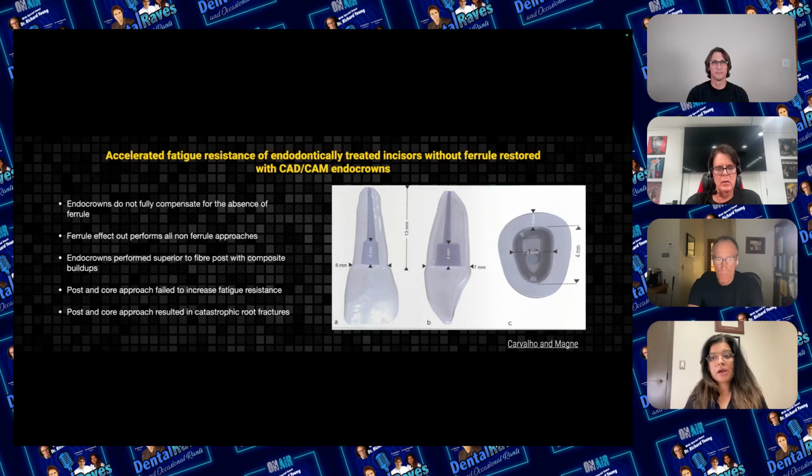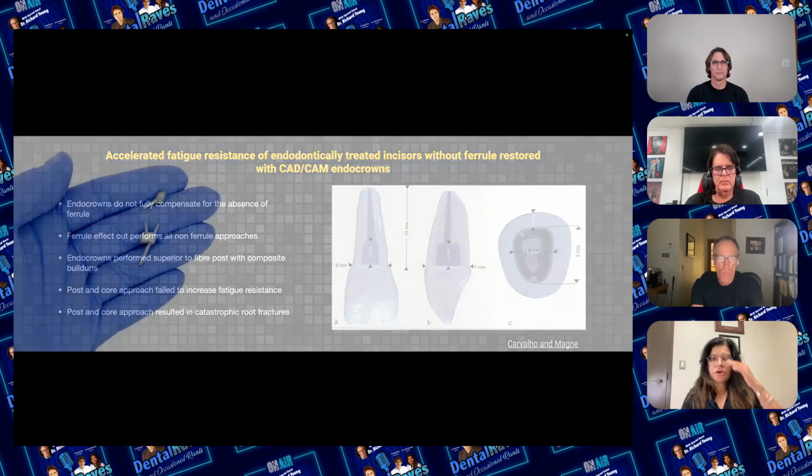So again, paper by Cavallo and Manier, accelerated fatigue resistance of endodontically treated incisors without ferrule, restored with CAD-CAM endocrowns. In this paper, they say the endocrowns do not fully compensate for the absence of ferrule. The ferrule effect outperforms all non-ferrule approaches, and the endocrowns perform superior to fiber post with composite buildups. The post and core approach failed to increase fatigue resistance and resulted in catastrophic root fractures. So this was the outcome of this study.